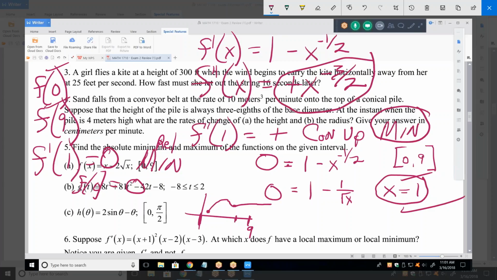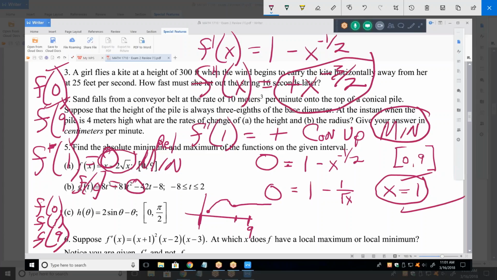But at x equals 1, the relative minimum, excuse me, it's f of 1, not f prime of 1, that we have to evaluate. We have to evaluate these three things: f of 0, f of 1, and f of 9. We know that all three of those points on the x-axis could be key on the y-axis.